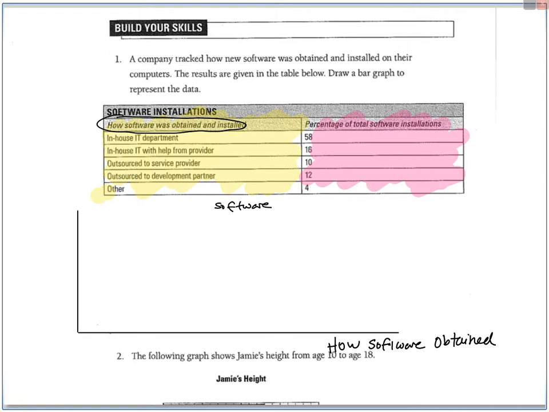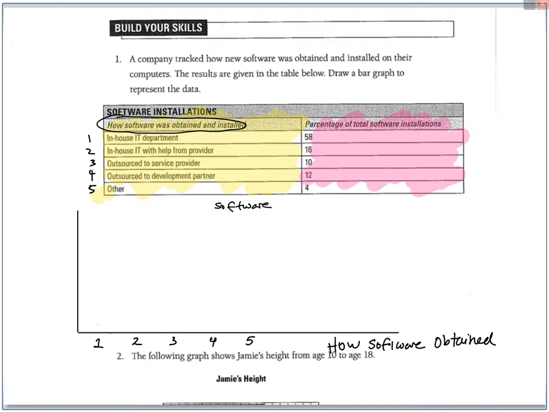So we can put those categories in there. And this is really weird. So I'm just going to go like this. 1, 2, 3, 4, 5. I'm going to do like a little legend. 1, 2, 3, 4, 5.